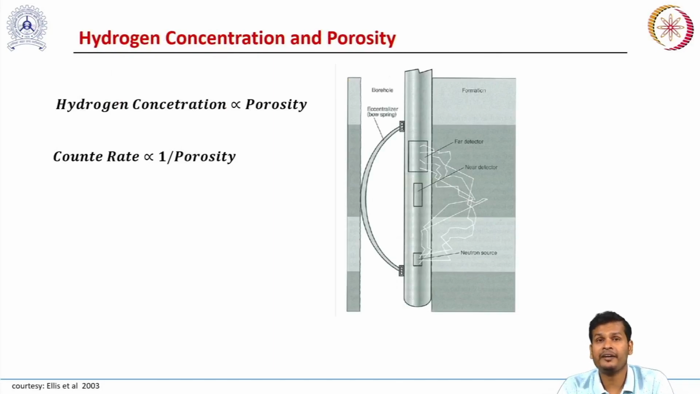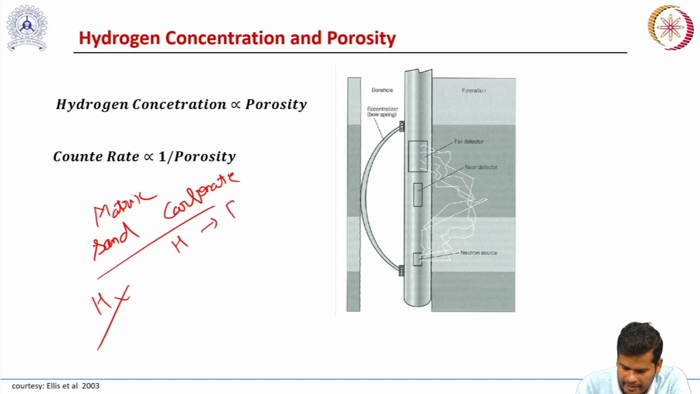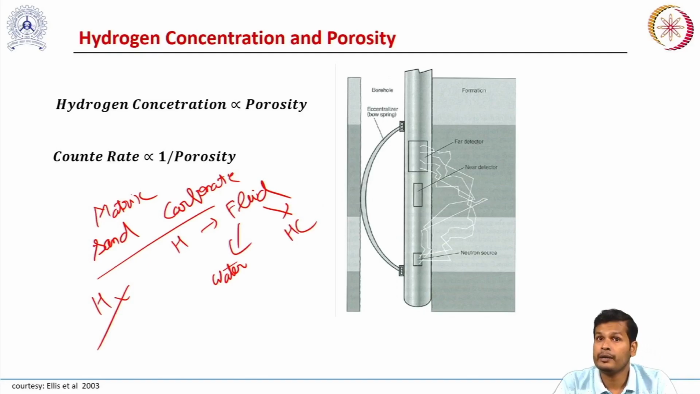Now, how is this hydrogen content related to porosity? Hydrogen concentration is dependent on the porosity, because the matrix, the solid part, whether we have sandstone or carbonate rock, usually does not have any hydrogen. So hydrogen only comes from the fluid. That means our water also has hydrogen, and our hydrocarbon also has hydrogen. The amount of fluid is responsible for the hydrogen content. If you have more fluid, whether water or hydrocarbon, you will have more hydrogen content.